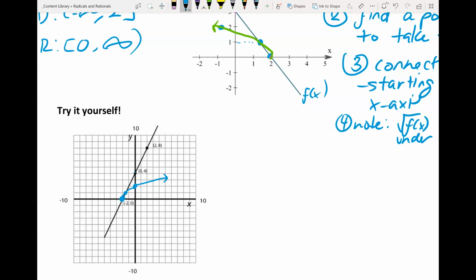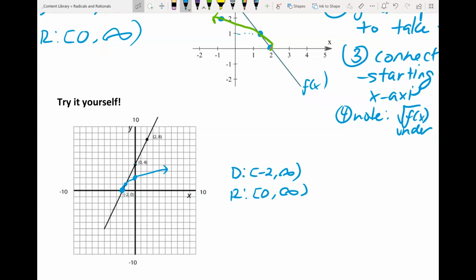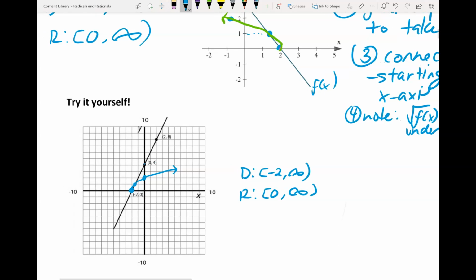If we want to find the domain and range, the domain is from -2 to infinity. Our most left point is -2, and then our right point is an arrowhead, so it goes to infinity. Your range is going to be from 0, because that's our lowest y value, and it goes on to infinity. Just a reminder that nothing's going to exist below the x-axis for our square root of f of x graph.